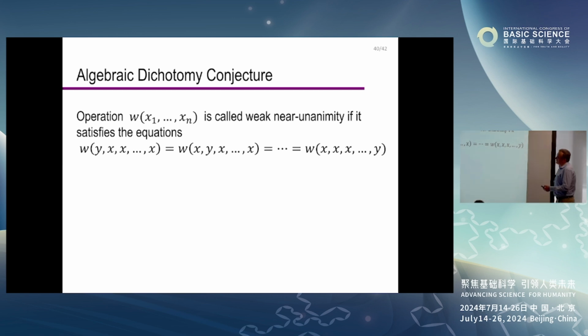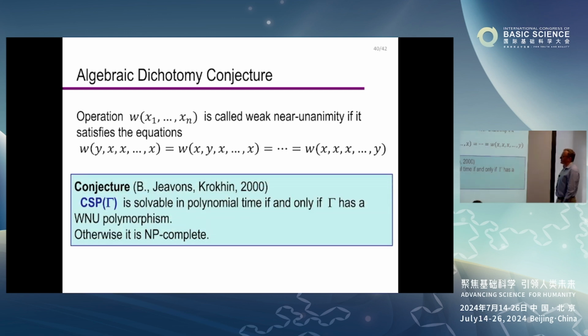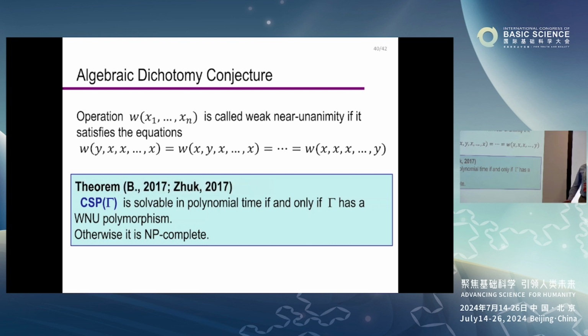So the conjecture has been for a long time that, well, it was stated in a different way, but anyway, that's equivalent: the CSP of gamma is solvable in polynomial time if and only if gamma has this very special polymorphism. Otherwise it's NP-complete. And the result is just this, that this is a theorem now. So that's basically the result.